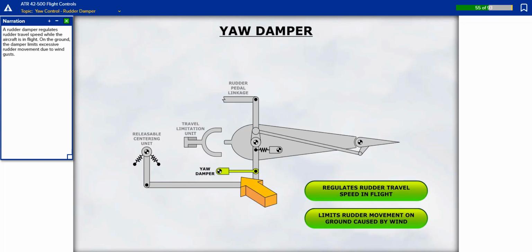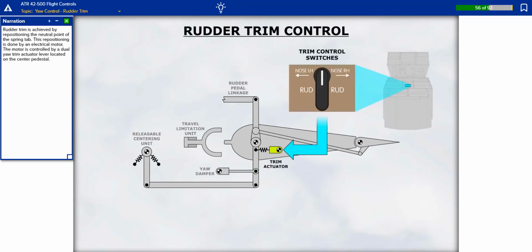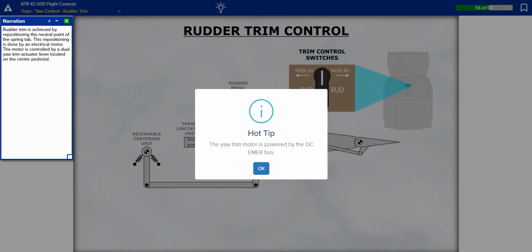A rudder damper regulates rudder travel speed while the aircraft is in flight. On the ground, the damper limits excessive rudder movement due to wind gusts. Rudder trim is achieved by repositioning the neutral point of the spring tab. This repositioning is done by an electrical motor. The motor is controlled by a dual yaw trim actuator lever located on the center pedestal.